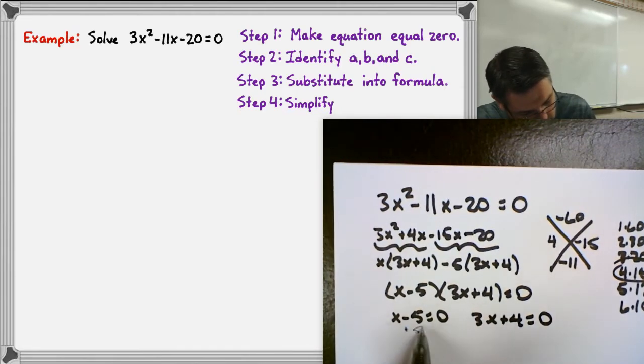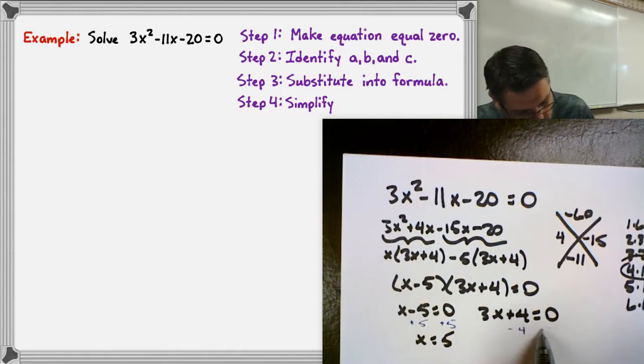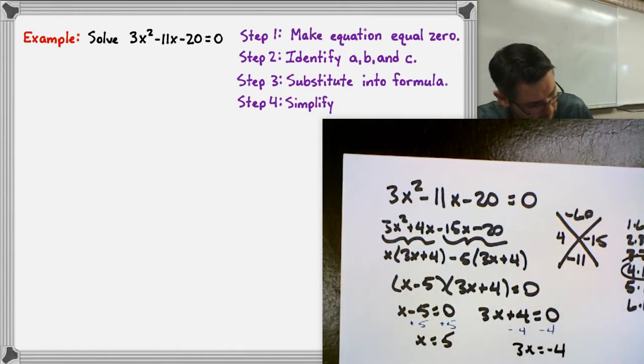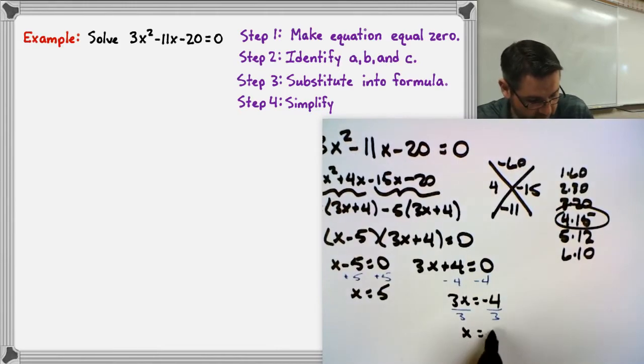So here we're going to add 5 to both sides. And we end up with x equals 5. And then here we're going to subtract 4 from both sides. And we end up with 3x equals negative 4. And then divide by 3. So we end up with x equals negative 4/3.